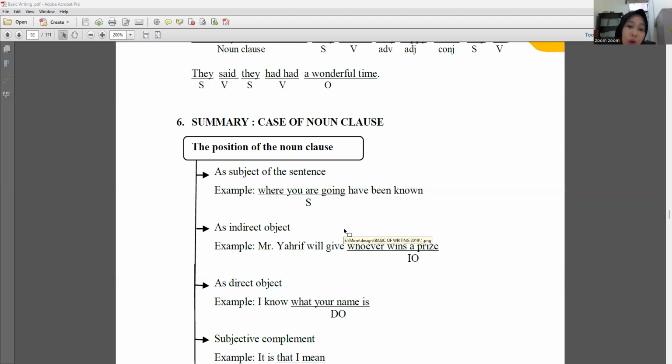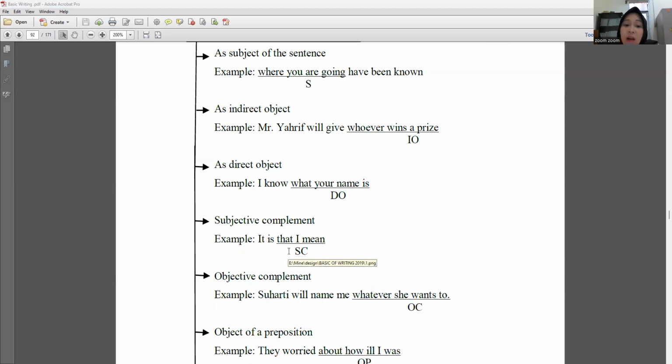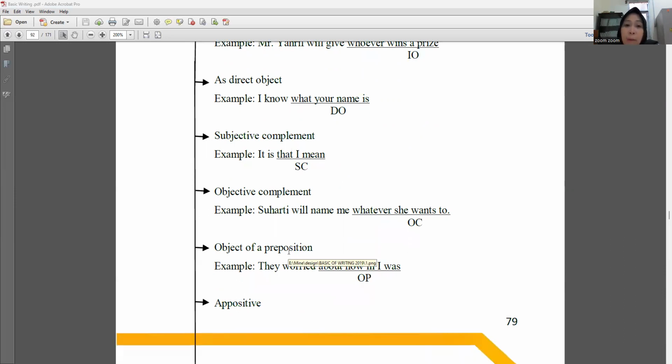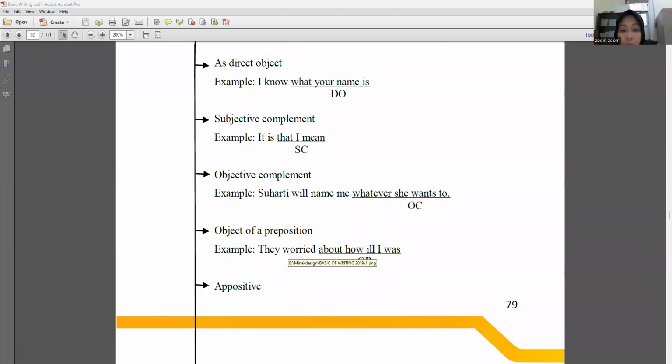As direct object, for example, I know what your name is. So what your name is is called direct object. Subjective complement. For example, it is that I mean. That I mean is the subjective complement. And then as objective complement. For example, Suharti will name me whatever she wants to. Whatever she wants to is called objective complement. And then we have object of preposition. For example, they worried about how ill I was. How ill I was is the object of the preposition.